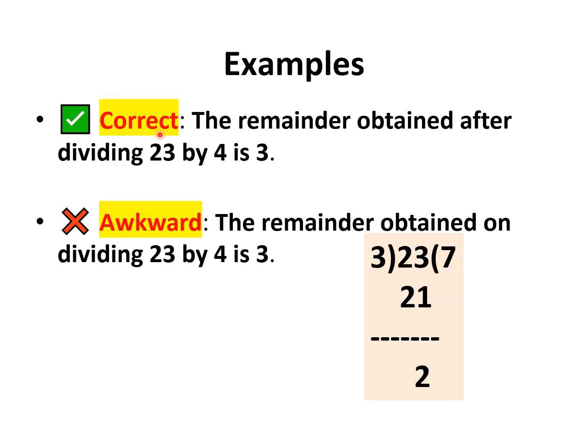So what is correct and what is preferred? The remainder obtained after dividing 23 by 4 is 3. And what is correct but a bit awkward? The remainder obtained on dividing 23 by 4 is 3. So we prefer after, but there is something more.